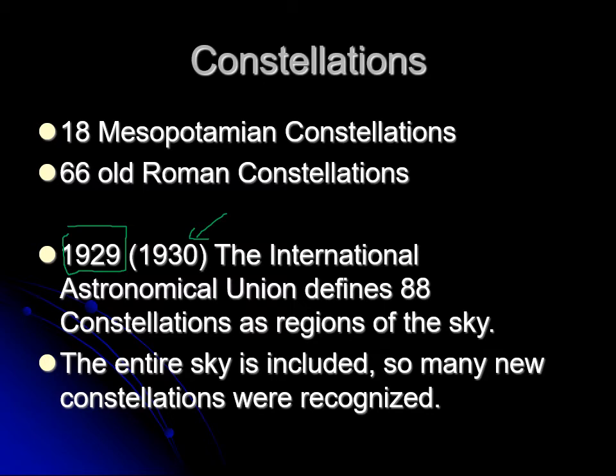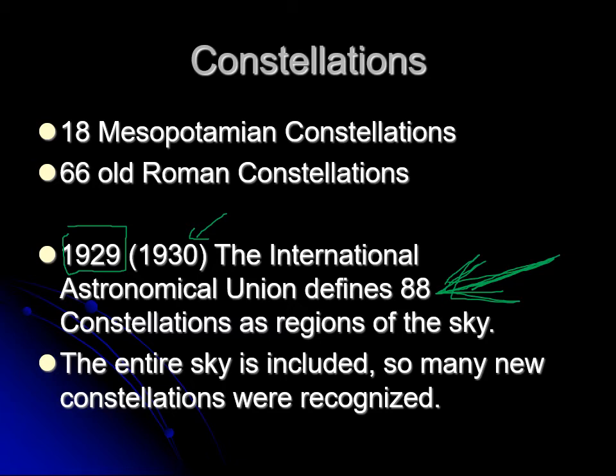18 of the constellations that we recognize today go all the way back to the Mesopotamians. They were incorporated by the Greeks and then incorporated by the Romans. So there's 66 old Roman constellations in there. A couple of them have been actually modified a little bit. The IAU picked a total of 88 official constellations. So there are now 88 official constellations. On the useful handouts of the class, I've listed all 88 constellations and the official three-letter abbreviation for each one. So the entire sky is included.